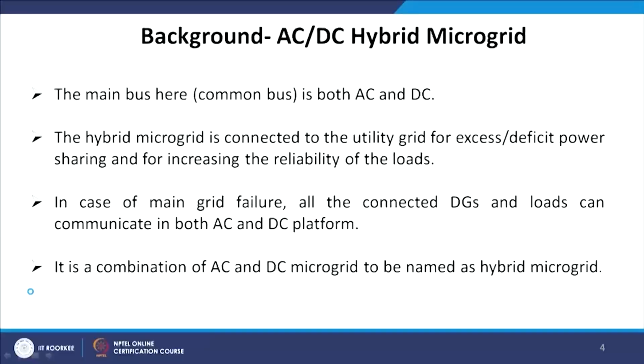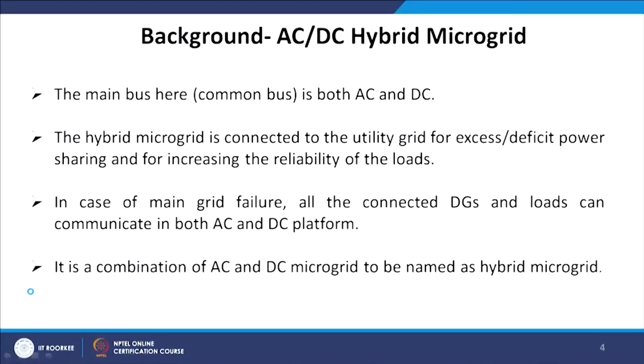Now, if you move to an AC-DC microgrid, which is the combination of both AC as well as DC microgrid, then the common buses are of both AC as well as DC. So you will have an AC bus in place, you will have a DC bus in place. The hybrid microgrid is connected to the utility grid for excess or deficit energy sharing or power sharing, and for increasing the reliability of the load. So even this AC-DC hybrid microgrid has to be connected to my grid, so that the power exchange can occur as and when the load keeps on varying.